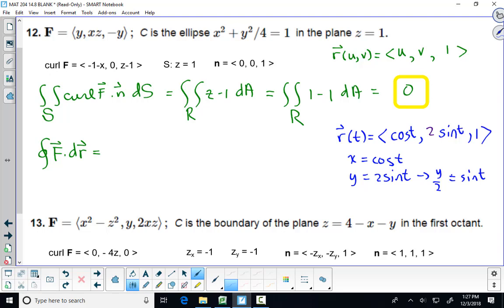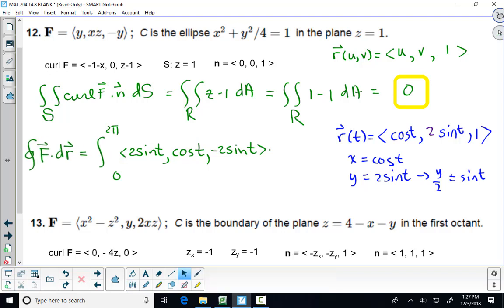Now we plug our parametrization into our vector field. Don't we need bounds first? Oh, well, 0 to 2 pi, because it's an ellipse. So we plug into our vector field. Y is 2 sine of t, comma, next component is x times z, so that's cosine t. Next component is minus y, so that's minus 2 sine of t. So there's our F.